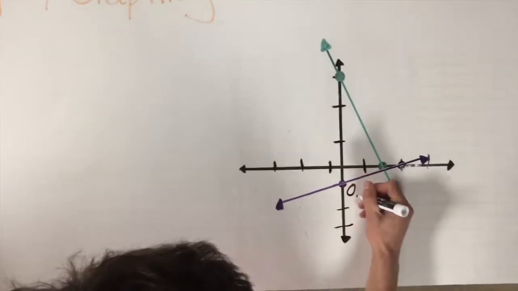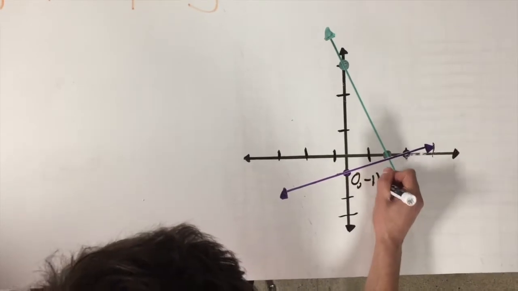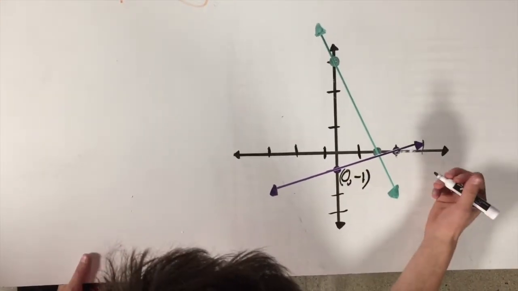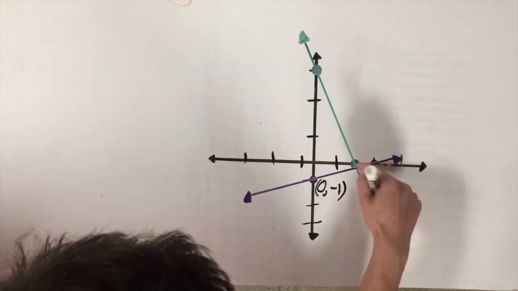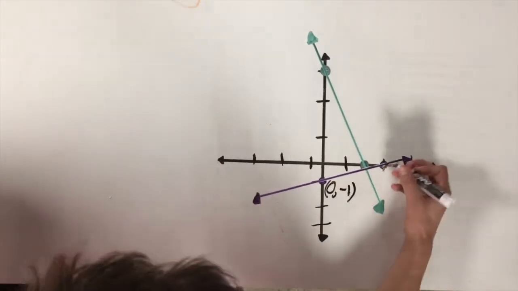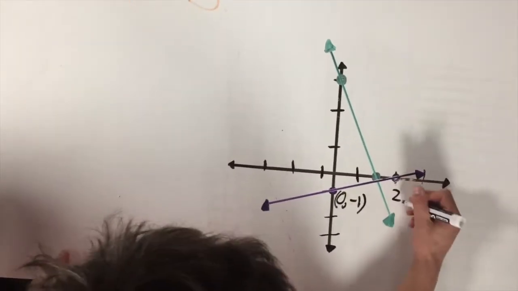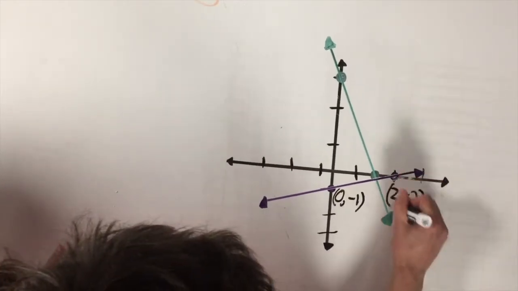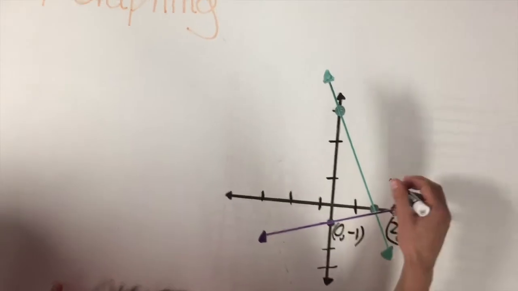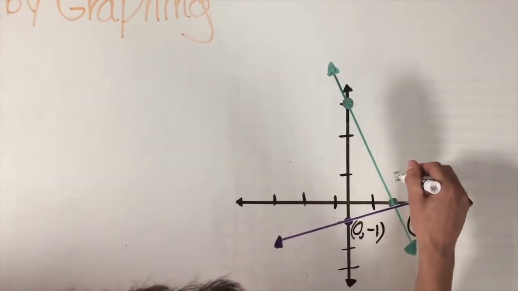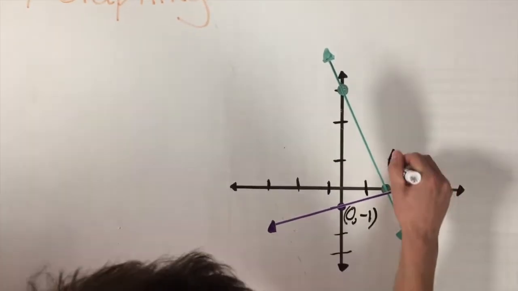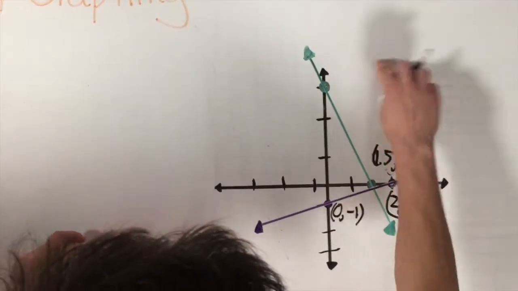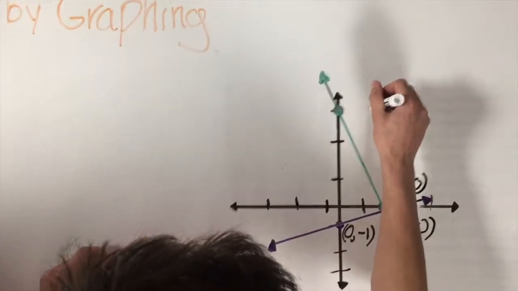I'm going to show you how to solve by graphing. First, you need to find the points on the lines. That point is 0, 1. And that other point right there on the x-intercept is 2, 0. The other one right there next to it in the green is 1.5, 0. And the one up top is 0, 3.